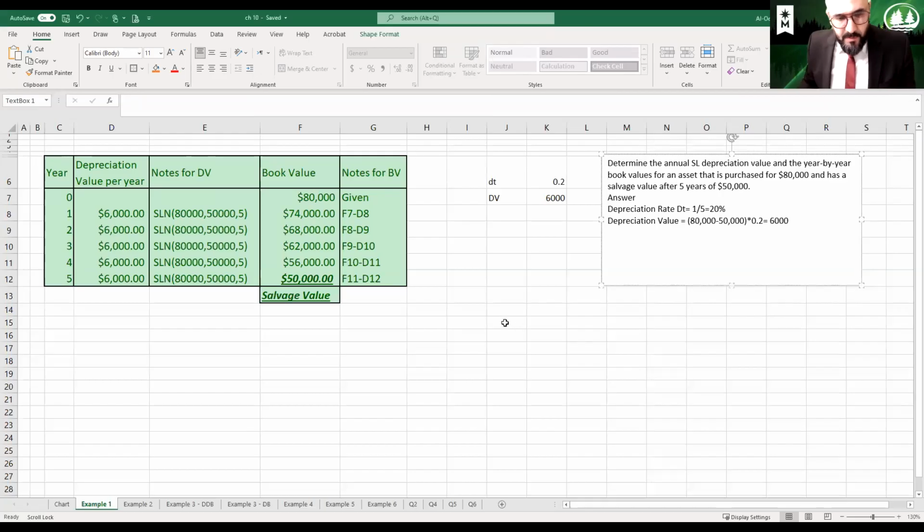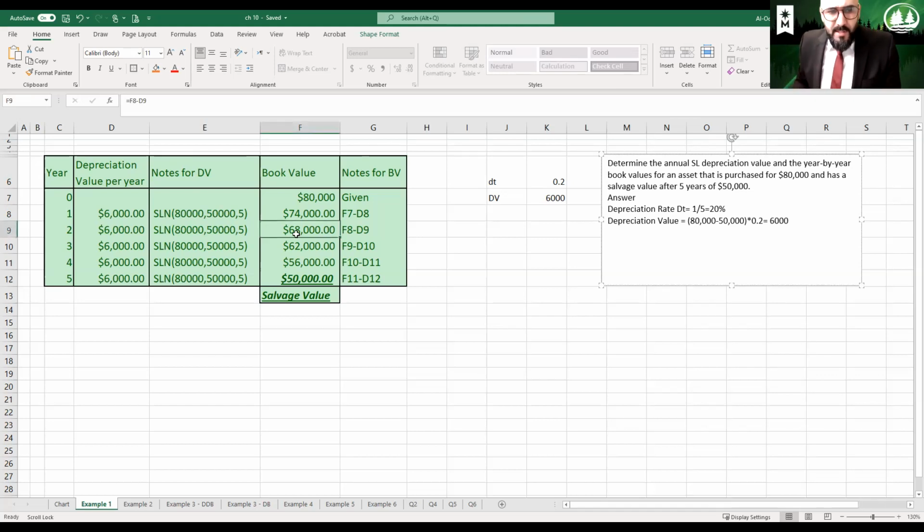All right, what you see here in front of you is example number 1. Determine the annual straight line depreciation value and the year-by-year book value for an asset that is purchased for $80,000 and has a salvage value after 5 years of $50,000. For the answer, we start with the rate. The depreciation rate would be 1 over 5, because the recovery period is 5 years. So that would give you a depreciation rate of 20%. The depreciation value would be 80,000 minus 50,000 times 20%. That will give you 6,000 every year to be deducted.